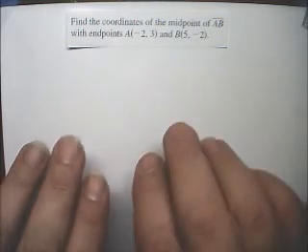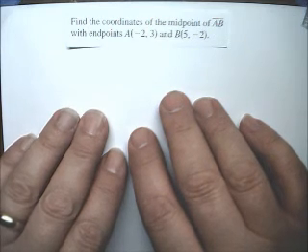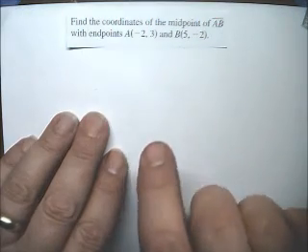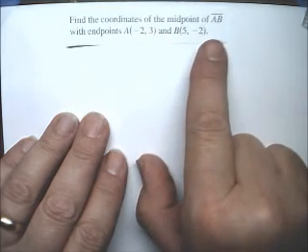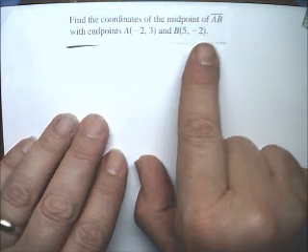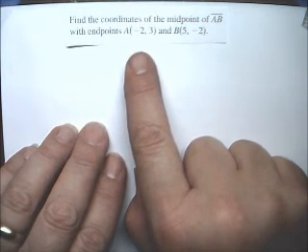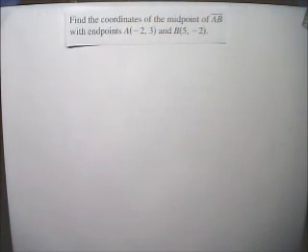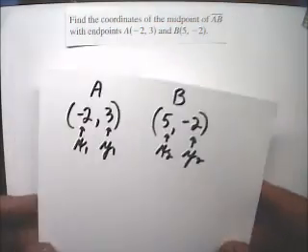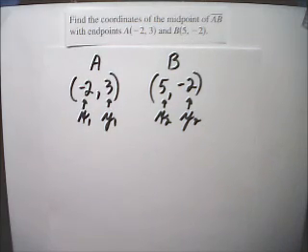Hello, this is Basics of Geometry, Segment and Angle Bisectors, Example 1. And here we need to find the midpoint of segment AB, and it tells us that the endpoints are (-2, 3) and (5, 2), (5, -2). So here's the points.